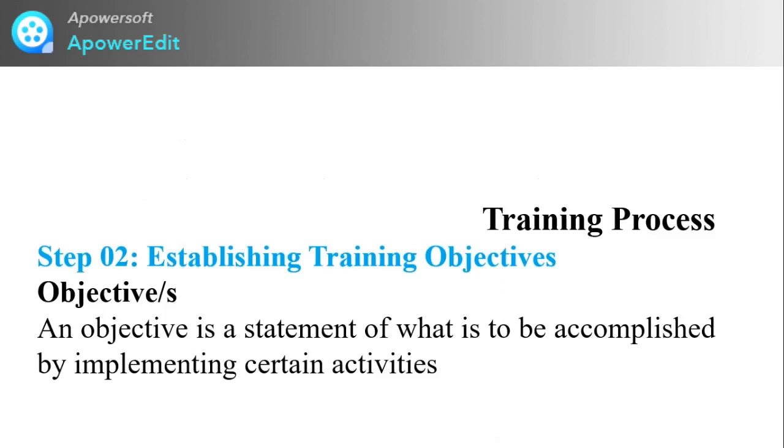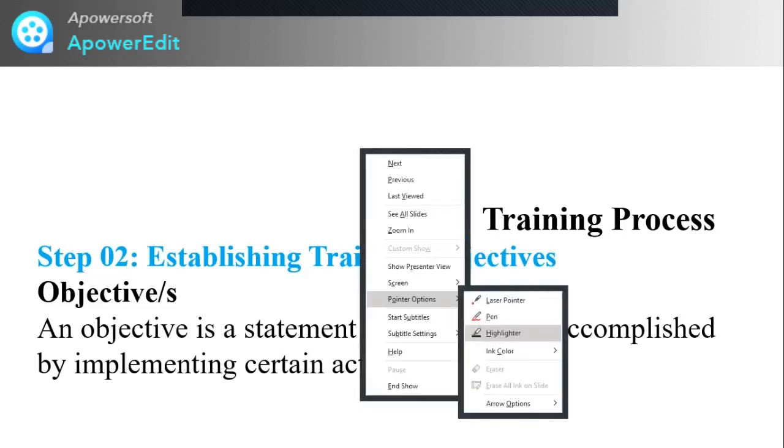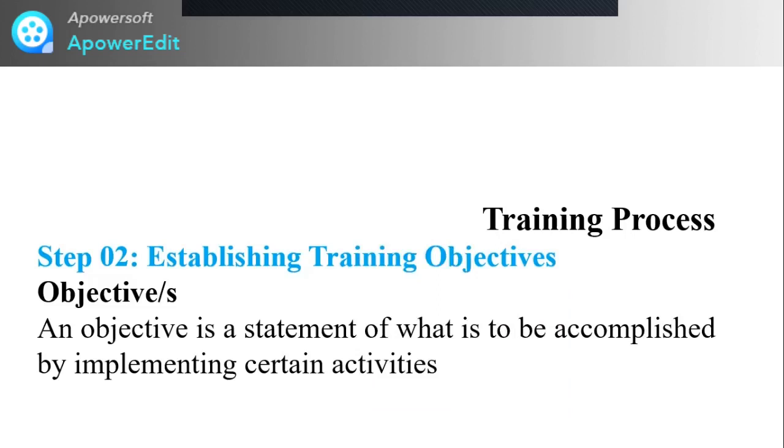Training process. The second step, establishing training objectives. What is the meaning of objective? An objective is a statement of what is to be accomplished by implementing certain activities. Objective means a statement of what is to be accomplished. What are the things we need to achieve by implementing a certain activity?